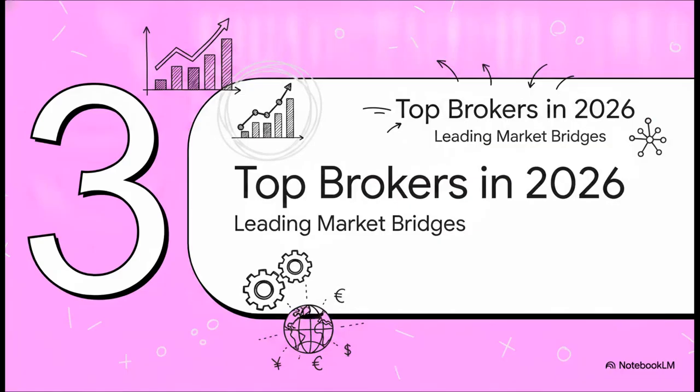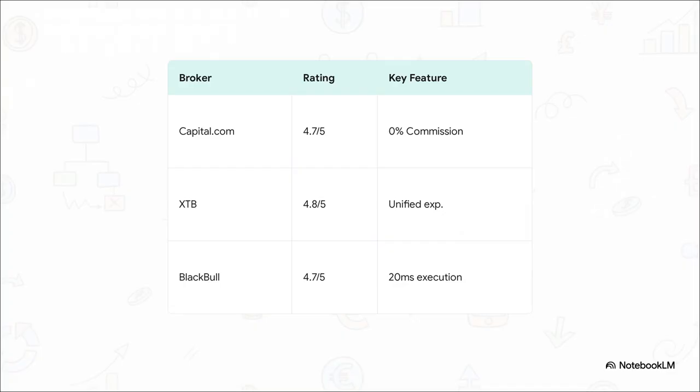Okay, let's get into the specifics in section 3, top brokers in 2026. When you reverse engineer what makes the top-rated brokers so great, you notice they actually cater to very different types of traders. Capital.com, XTB, and Black Bull Markets are all highly rated. We're talking between 4.7 and 4.8 out of 5, but their key features target entirely different trading styles. Let's look a little closer at each of these guys.